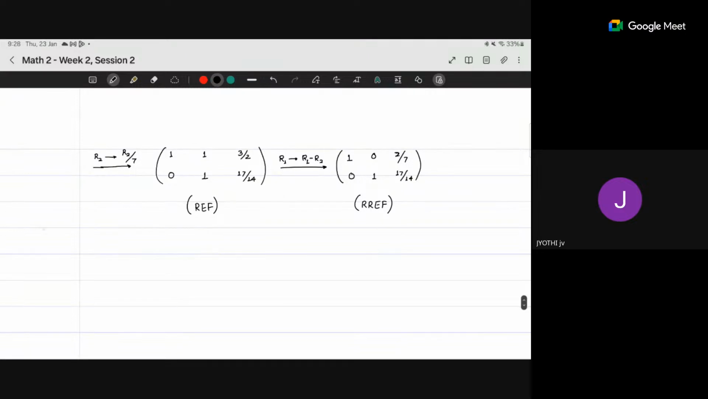Now suppose I have, let's take a 3 by 3 example, 0, 1, 0, 1, 0, 0. This is a very easy example, but let's begin. Now, is this in REF? No, sir. Which rule is violated? Sir, 1 is at the right side. First row, first column. The second row is violating the rule, right?